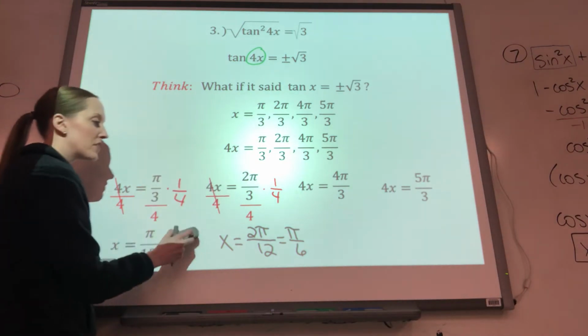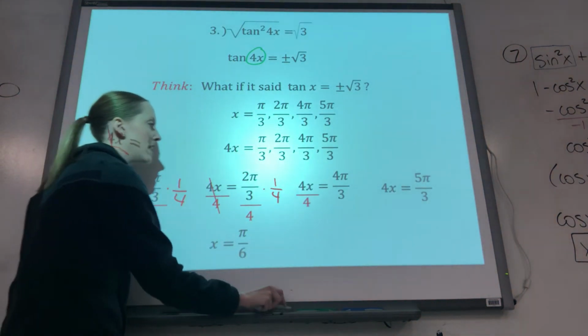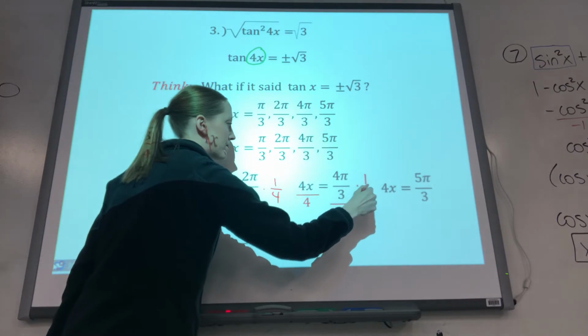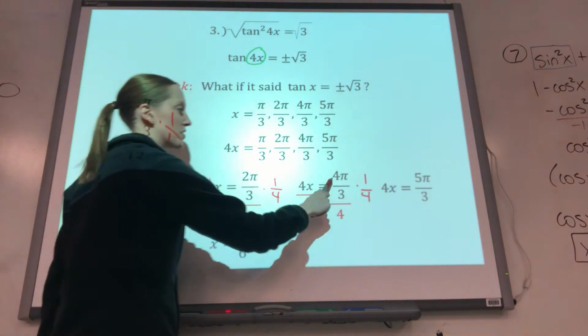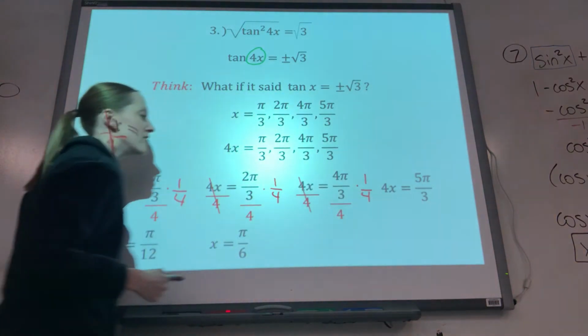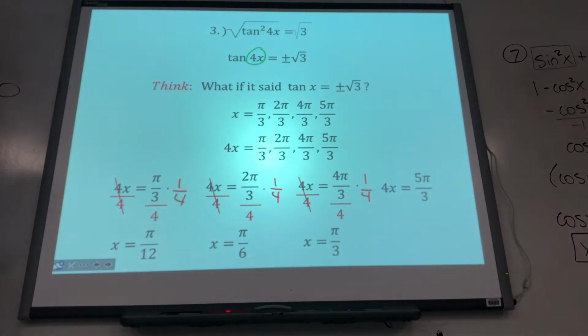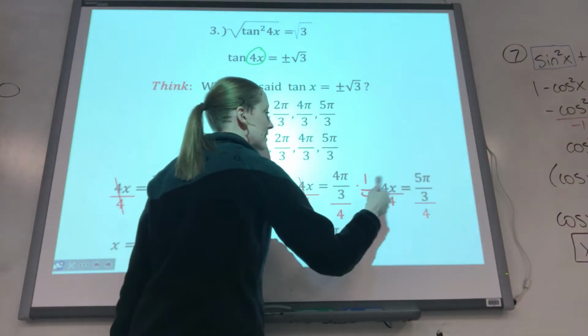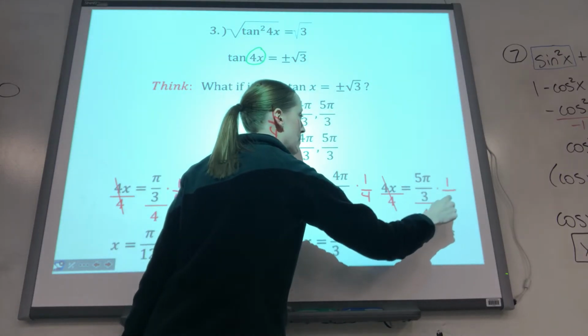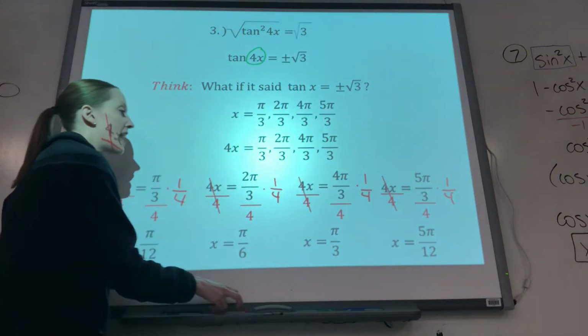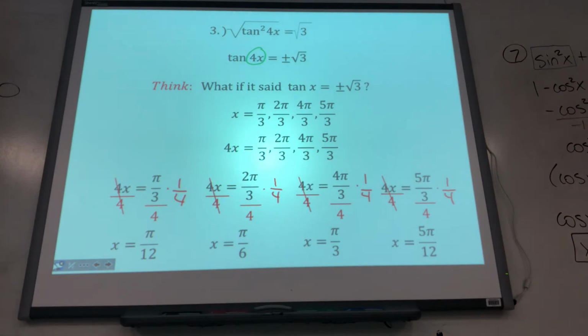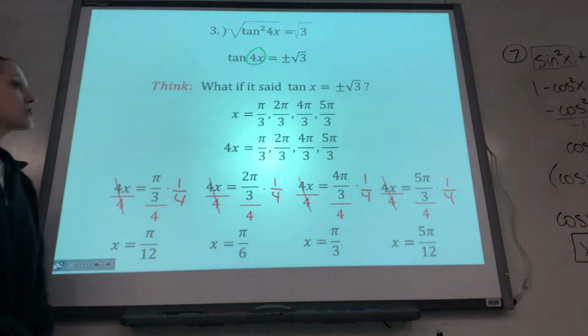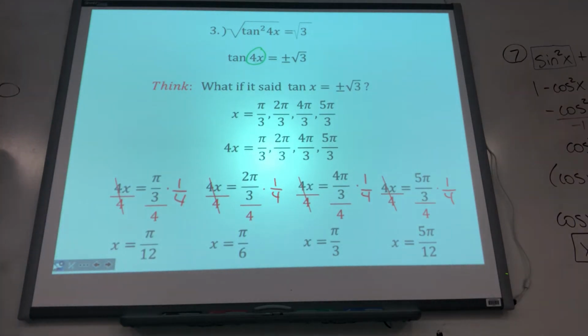I think you can do a little bit of reducing on the next one. Divide by 4, and you could even think about just crossing those 4s out. That just turns into pi over 3. And last one, multiply by 1/4. You can't reduce that. It would just be 5 pi over 12. 4 solutions. You always have quite a few anytime you've got that plus or minus. Any questions on number 3?